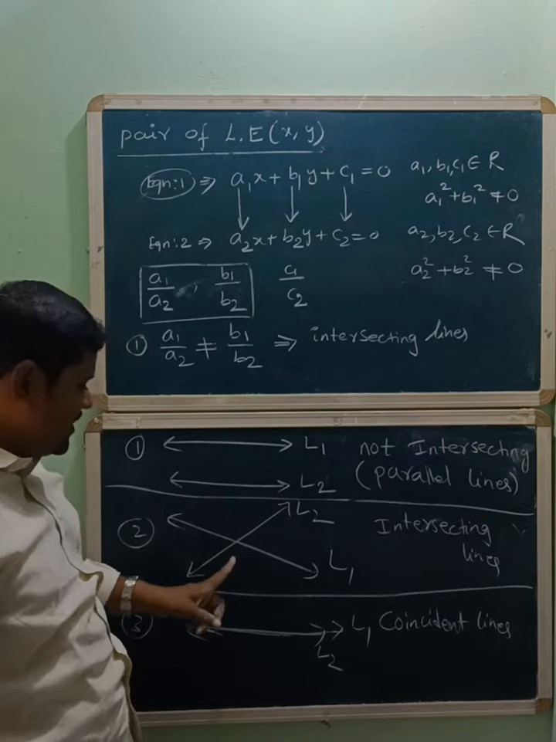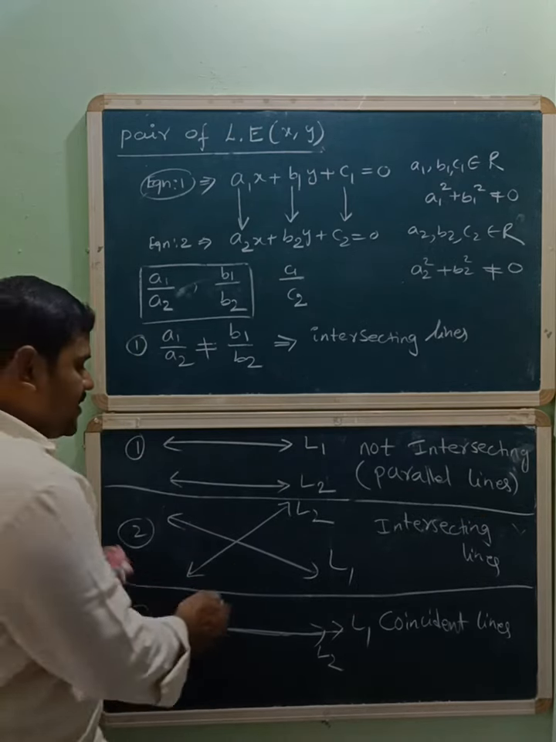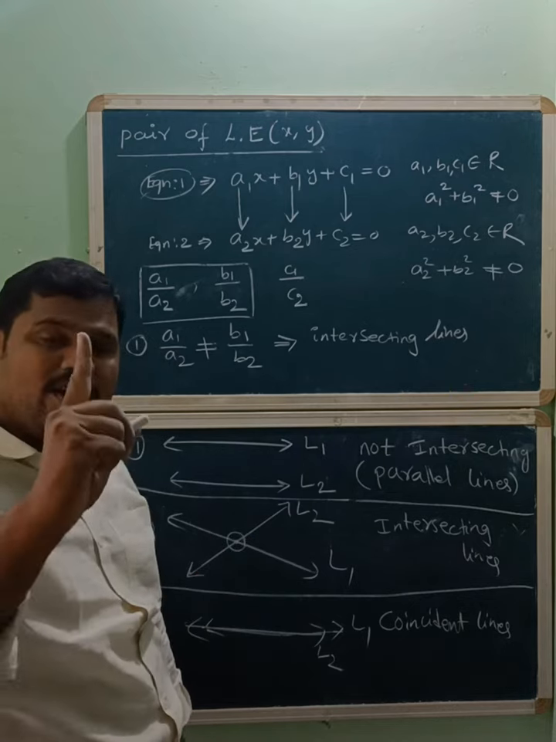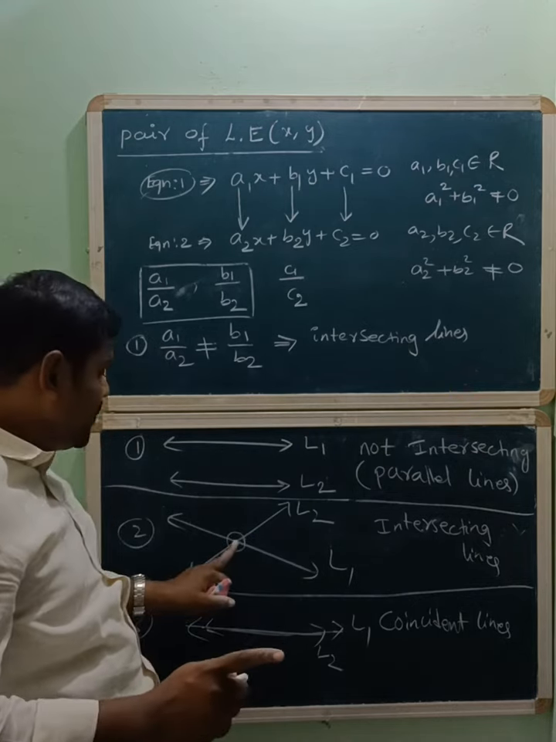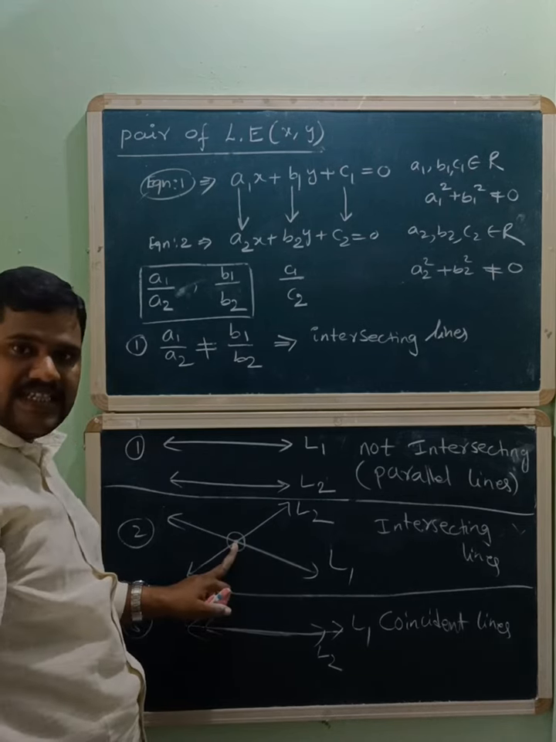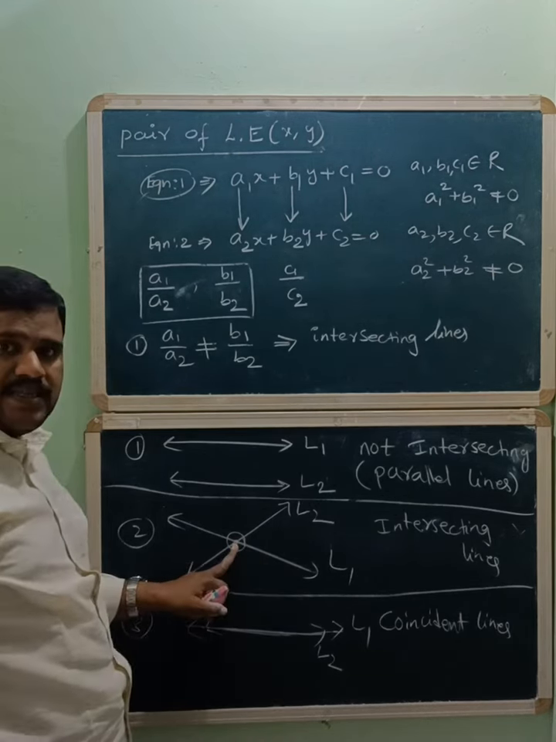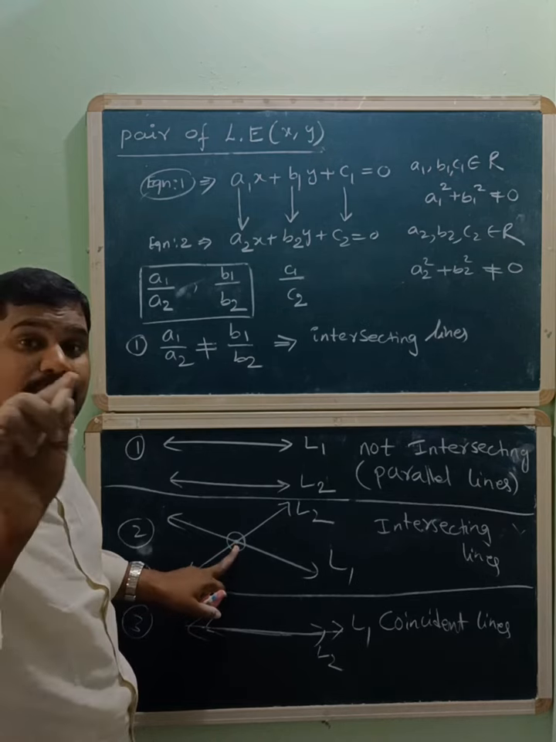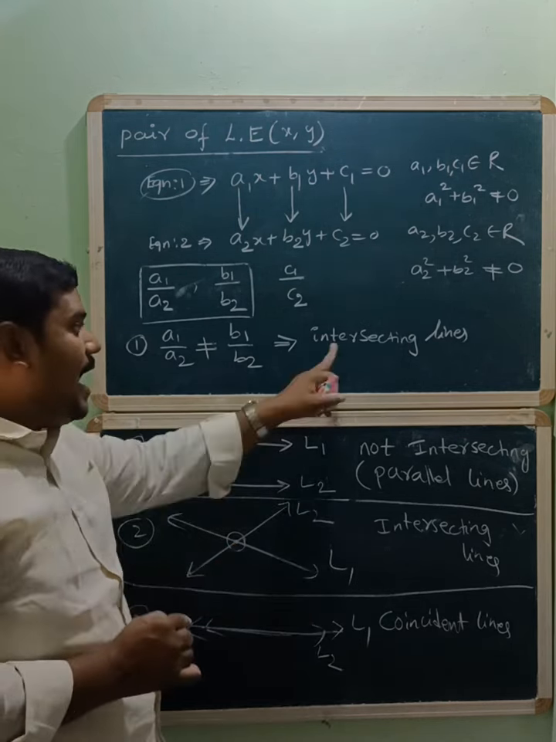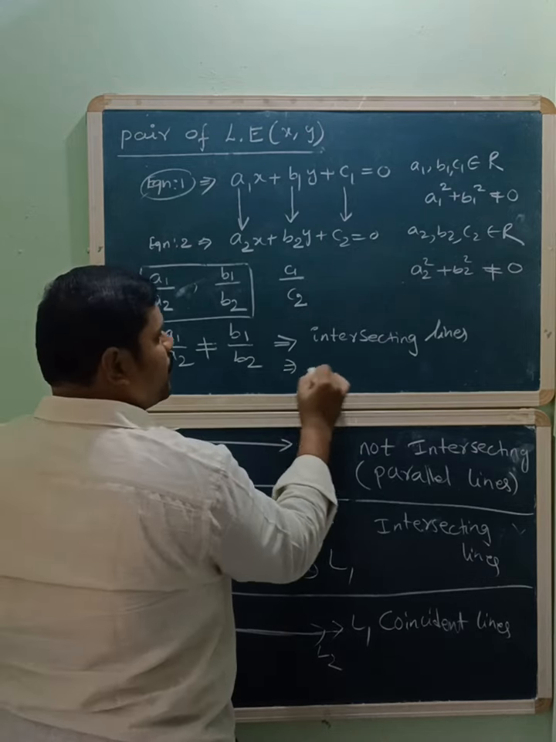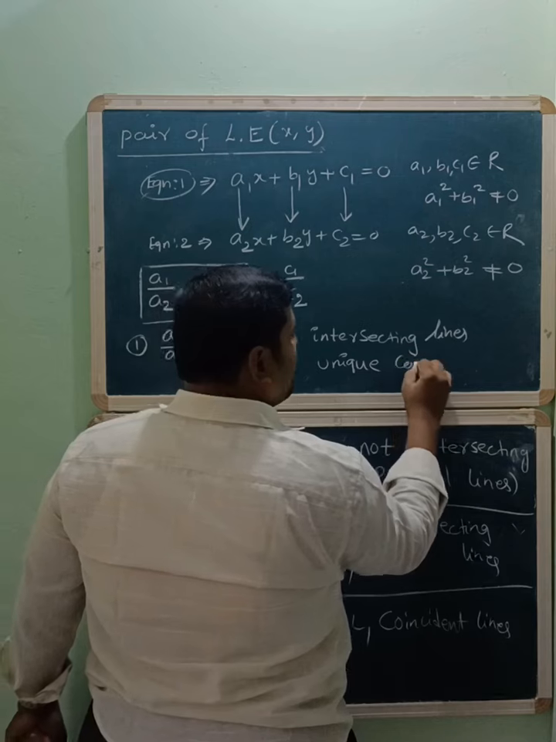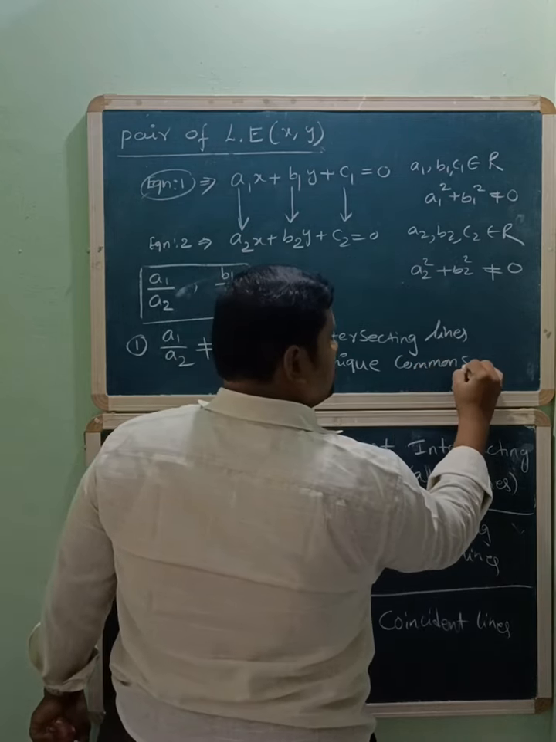For intersecting lines, this is the figure. They intersect at how many points? One point. This point satisfies both equations. That's why it is a common solution of both lines. How many common solutions? Only one: a unique common solution.